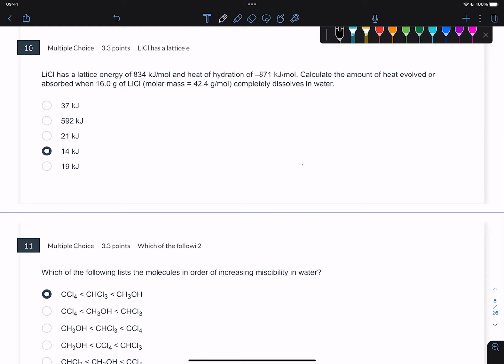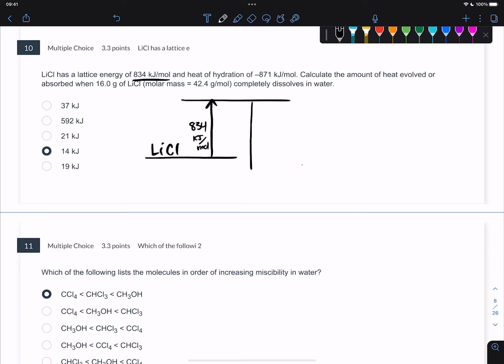For this one, you got to recognize that we have LiCl here. Lattice energy is endothermic, you can think of it in terms of it going up. And it actually says it right here, 834 kilojoules per mole. So that's this part. Then it reaches the part where it is dissolved, but then we have the heat of hydration, which goes down by 871, so it's going to go a little lower. So negative, that's why it's exothermic, 871 kilojoules per mole.